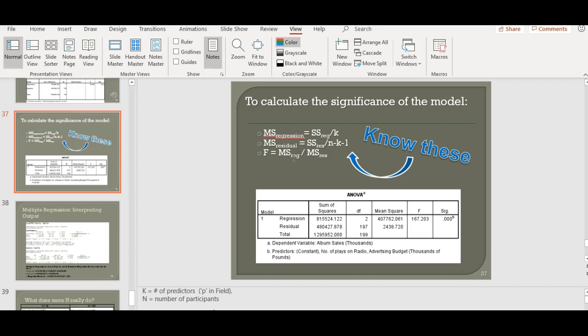So all else constant, we want this MS regression to be large and this MS residual to be smaller, and understand why that is. Think through that proportion, and also for the MS residual, what does it look like if this denominator increases relative to the numerator? Does that make a larger or smaller overall MS residual? So think through those things, super important.